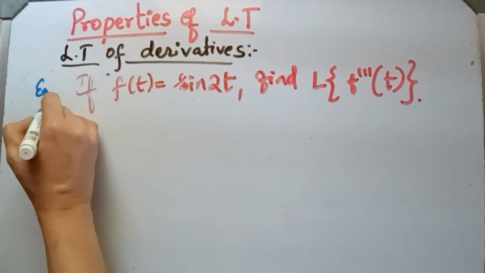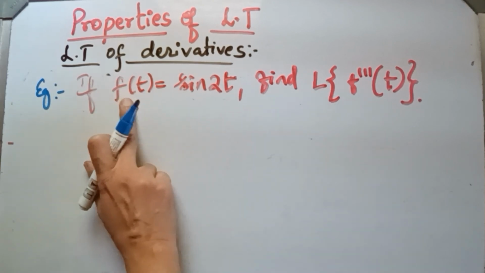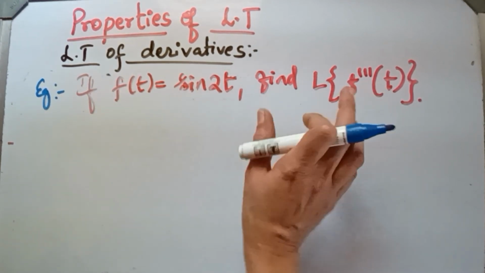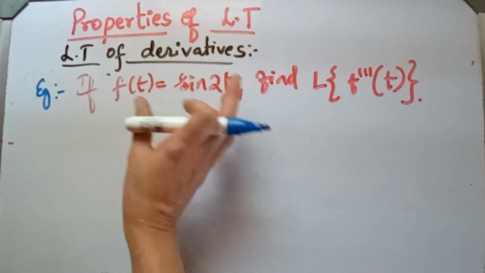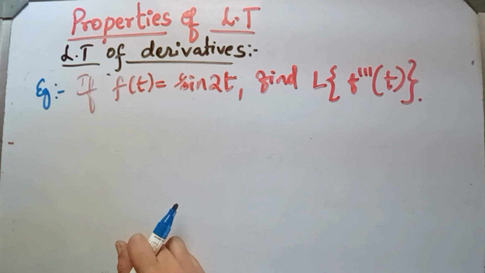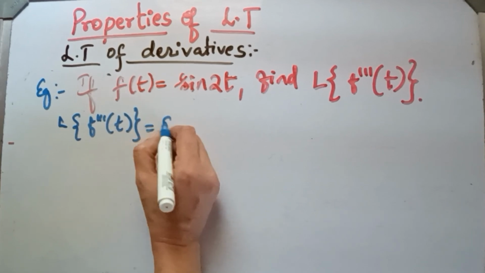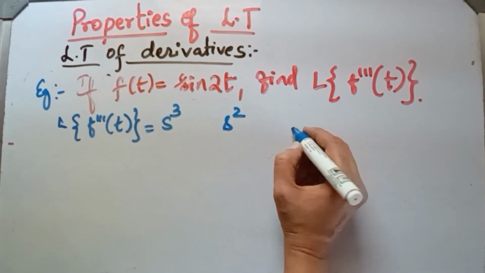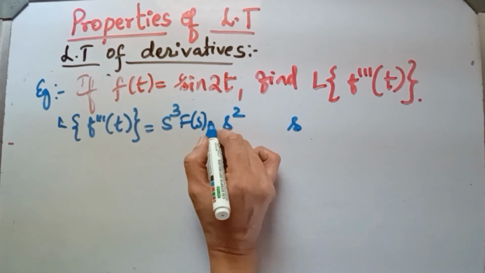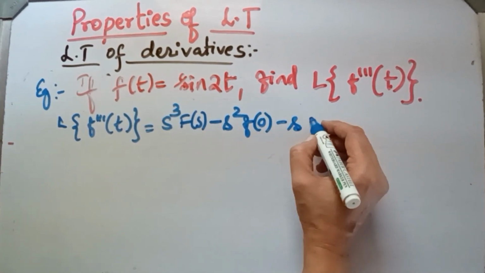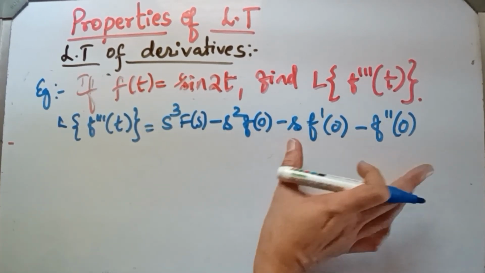See the example here. Laplace transform of f triple dash of t you have to find out. The function is sine 2t. You can do it by finding the first derivative, second derivative, third derivative, but I am now illustrating this using the Laplace transform of derivatives formula. So Laplace transform of f triple dash of t equals, what is the formula? s cube, then s square, then s, then s power 0, that is 1. So F of s here minus f of 0 minus f dash of 0 minus f double dash of 0, all negative. This is how to remember the formula.